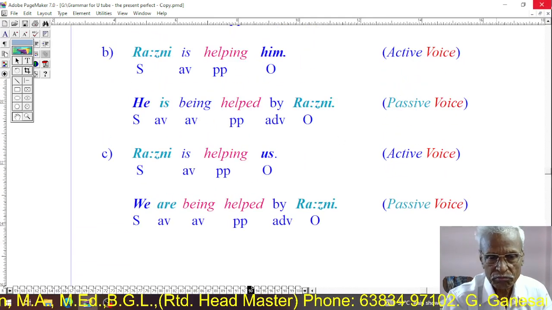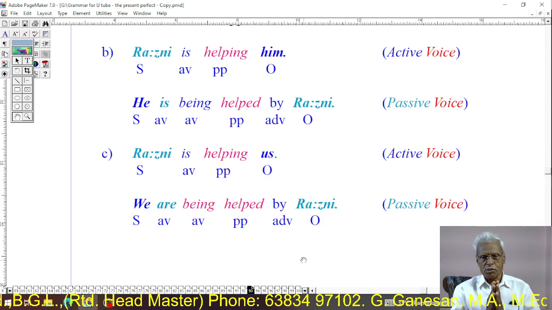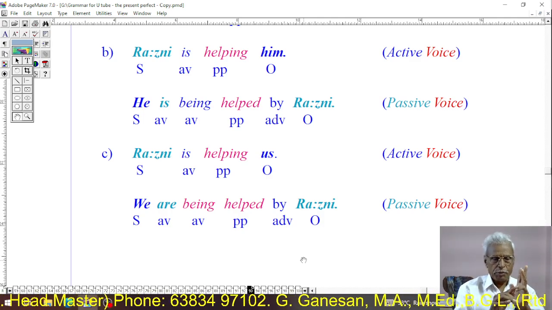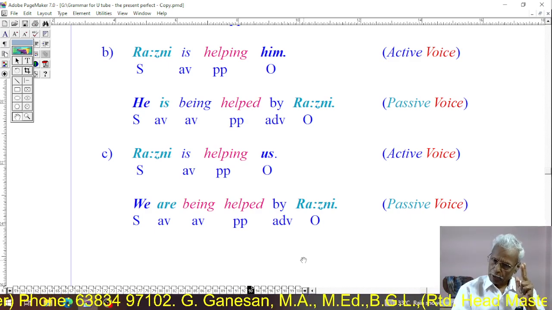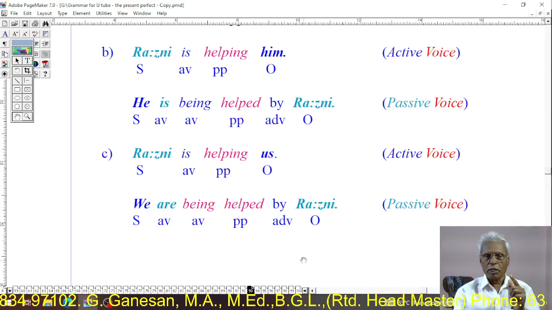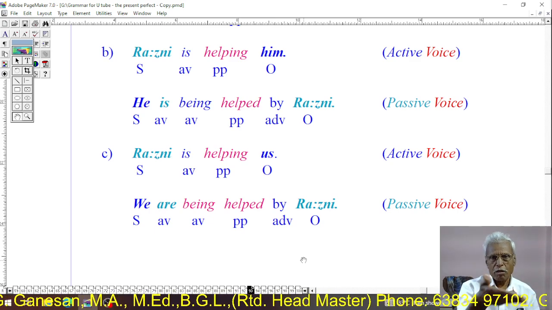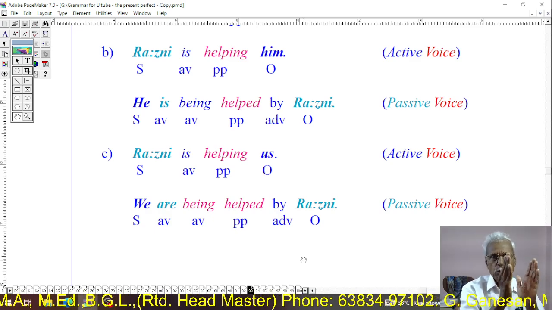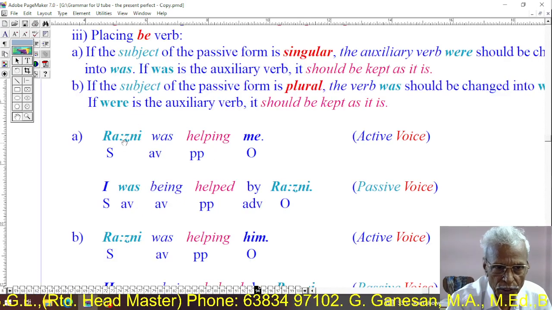That's all. So regarding the present continuous tense, the rule to change into passive voice is that the present participle should be changed into past participle. Then being should be placed before the past participle. Then before being, the suitable be verb according to the subject, am, is, are. Any one of the three should be placed. Now let us see the past continuous tense.